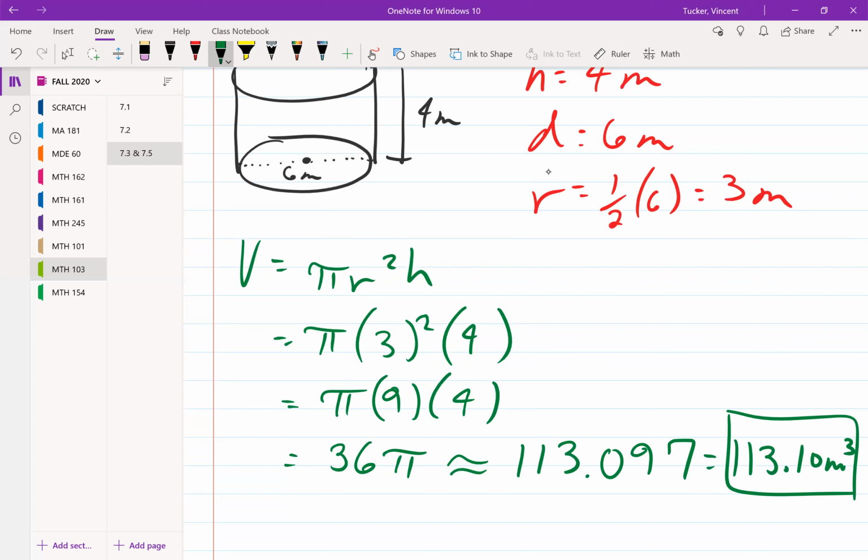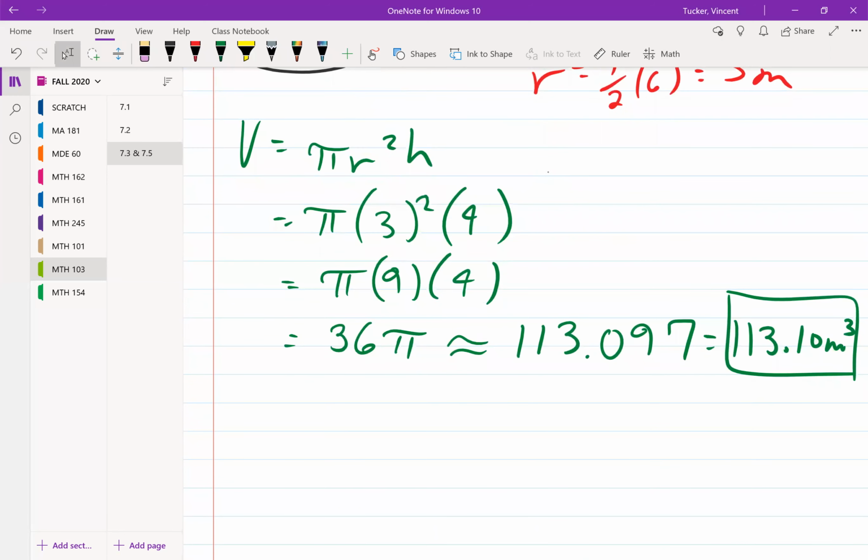All right. And that is those 2 sections. Once again, make sure you're using your formulas properly. Use them for the proper shapes, and you will be fine.